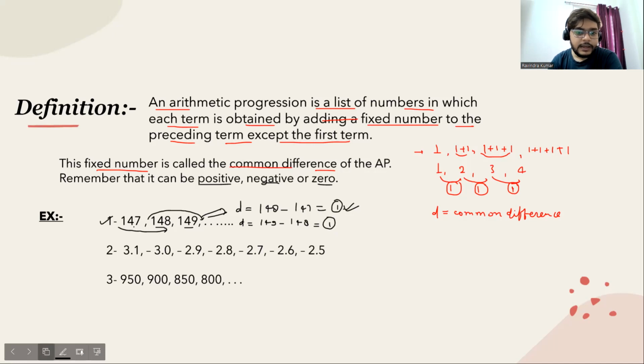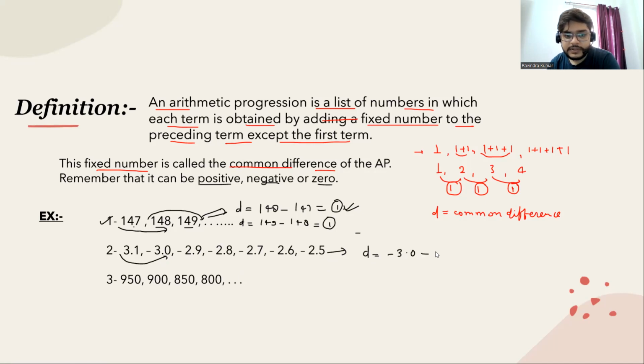Now let's come to the second one. When we calculate the difference, let's take the first two terms. When we subtract, second term minus first term, it will be something minus 6.1, right? So now calculate the difference of this one. D is equal to minus 2.9 and minus 3, so it will be minus 2.9 plus 3. So there is a difference of 0.1.